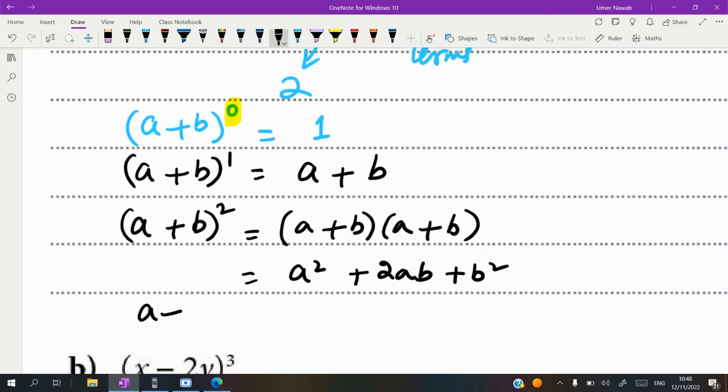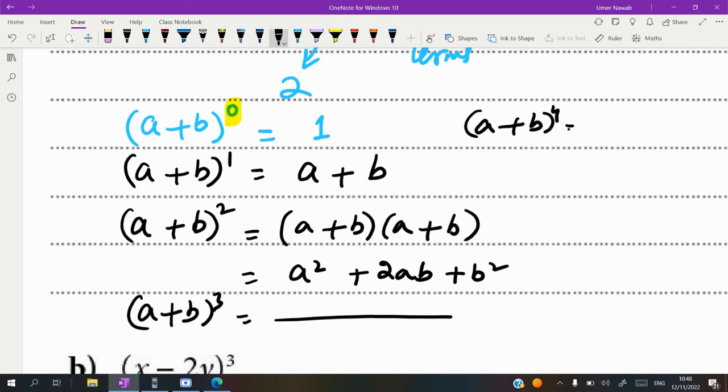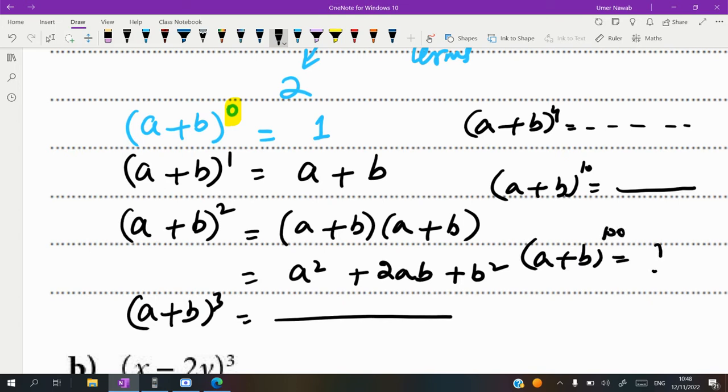But I think we didn't do (a plus b) to the power 3. We didn't do (a plus b) to the power 4. We didn't do (a plus b) to the power 10. What will (a plus b) raised to the power 100 be? We didn't explore that. So in binomial expansion, we will do all those expansions. The thing which should be revealed to you is that whenever you raise to a higher power, we get one more term.